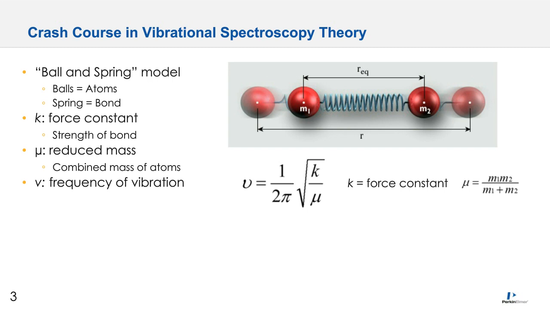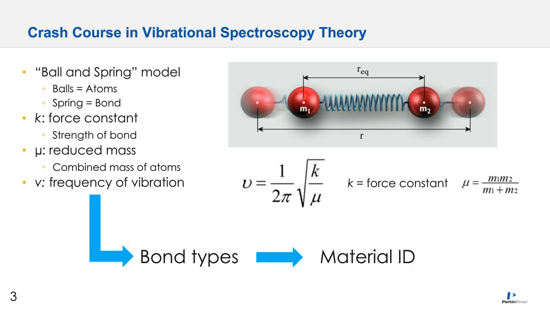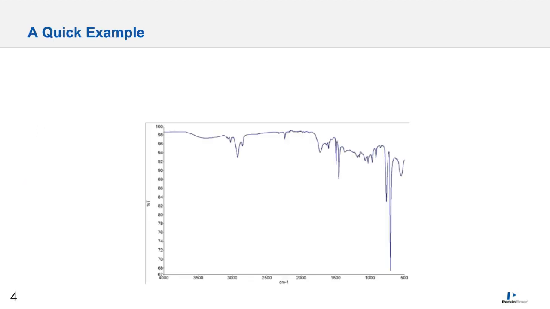So to sum this up and how this is practically usable, the infrared spectrum provides insight into the types of bonds which are present in a sample. This information, taken in aggregate, a snapshot of the types of bonds which are present in a material, then gives us insight into the identity of that material. So here's a quick example. I'll go through a manual spectral interpretation process.